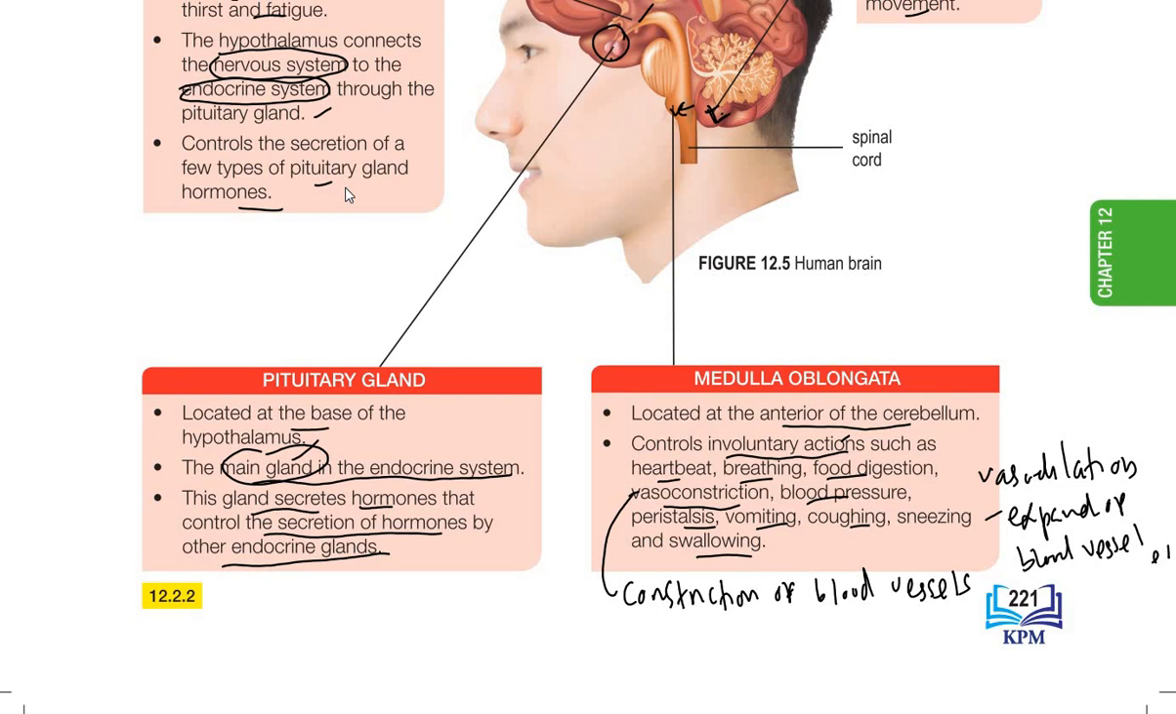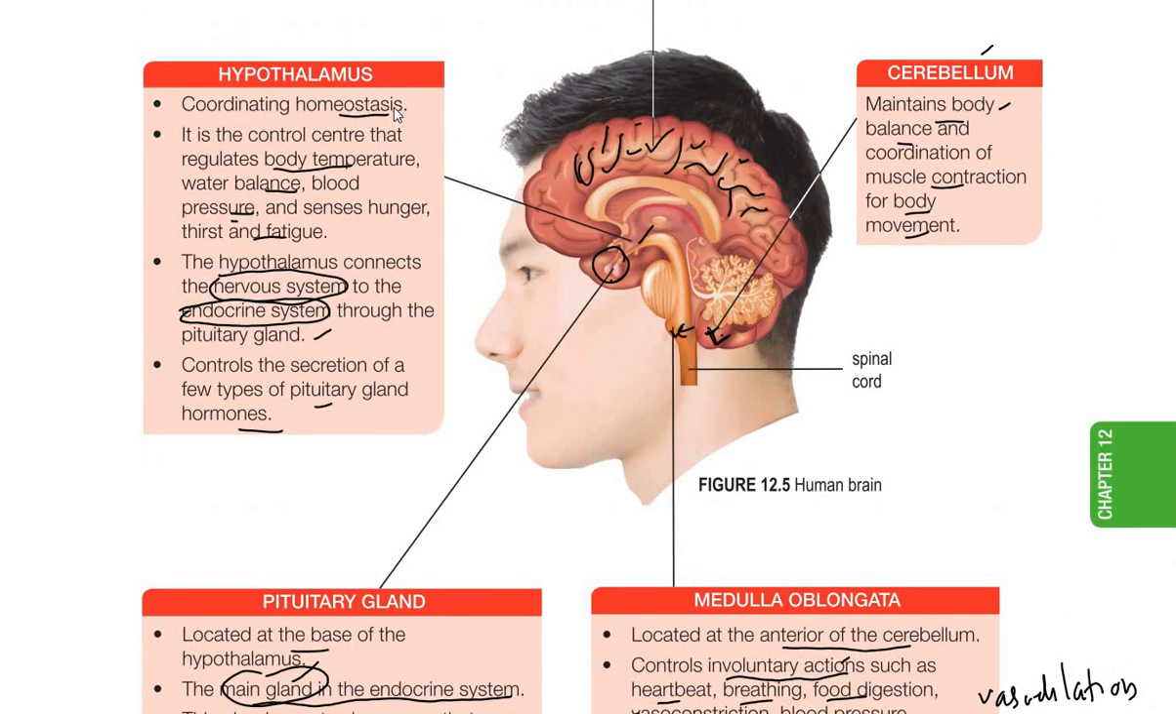Other endocrine glands, for example, are the ovaries and testes. These are examples of glands that produce hormones. Okay, so that's for the brain, for the human brain.